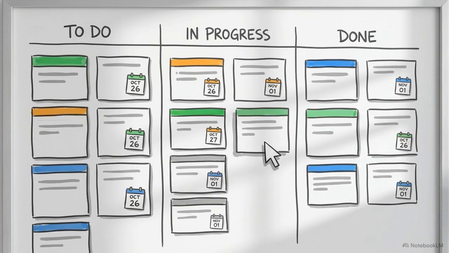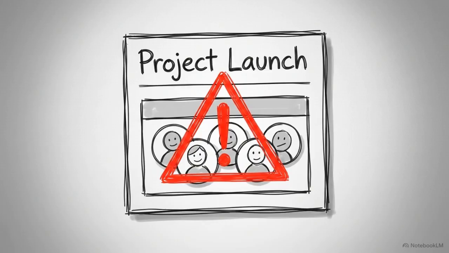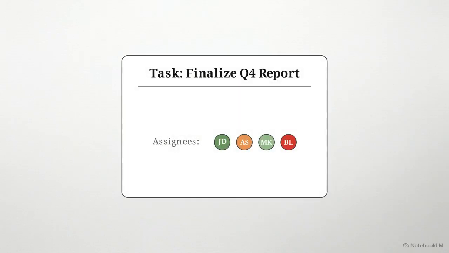Next, open your tasks and assign a specific due date to at least half of the items on your board. Every task needs a deadline to establish constraints. Along with a deadline, you must assign a specific named owner to every single task. Resist the trap of assigning a task to the whole team. If multiple people own a task, no one owns it. Single ownership is the absolute foundation of accountability.